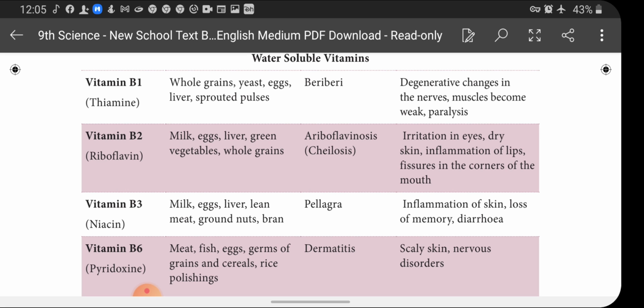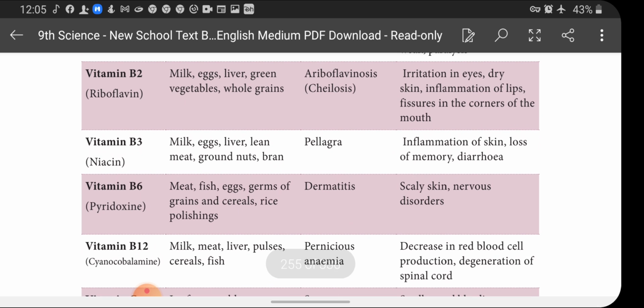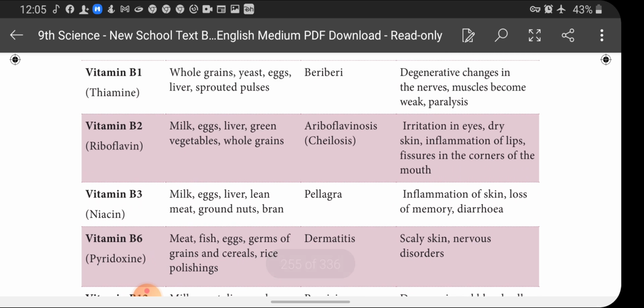B and C are called water soluble vitamins, and vitamin B is called B complex because it consists of many subgroups of vitamin B. Vitamin B1, B2, B3, B6, B12, like that. So many types of vitamin B are there. So let's see vitamin B1. It is commonly called thiamine. Its dietary sources are whole grains, yeast, eggs, liver, sprouted pulses, and its deficiency disorder is beriberi.